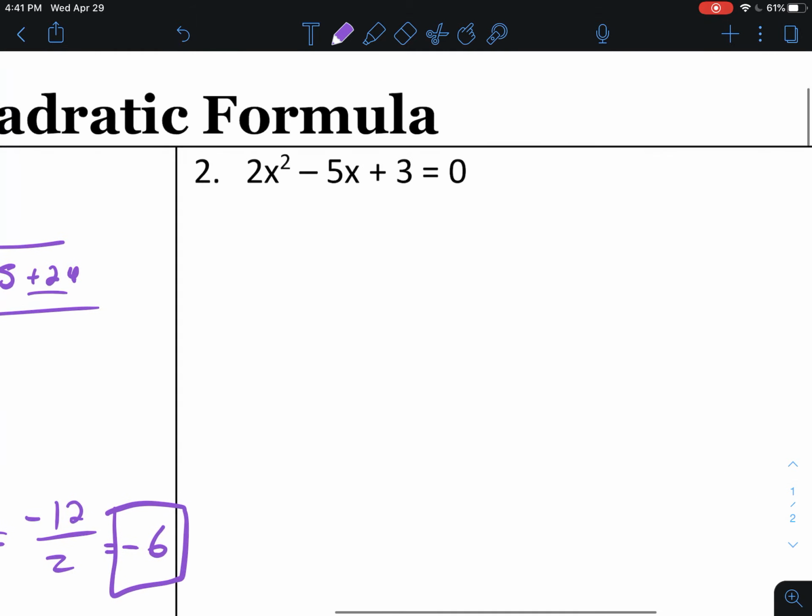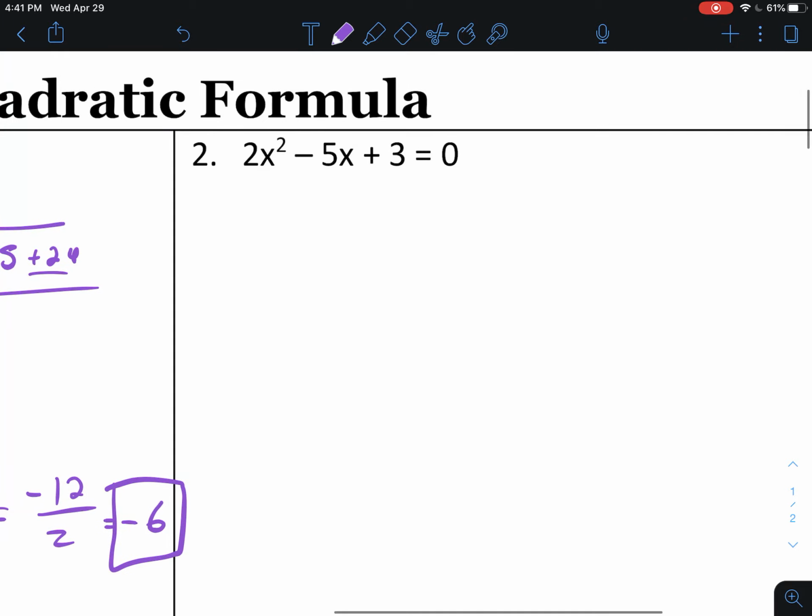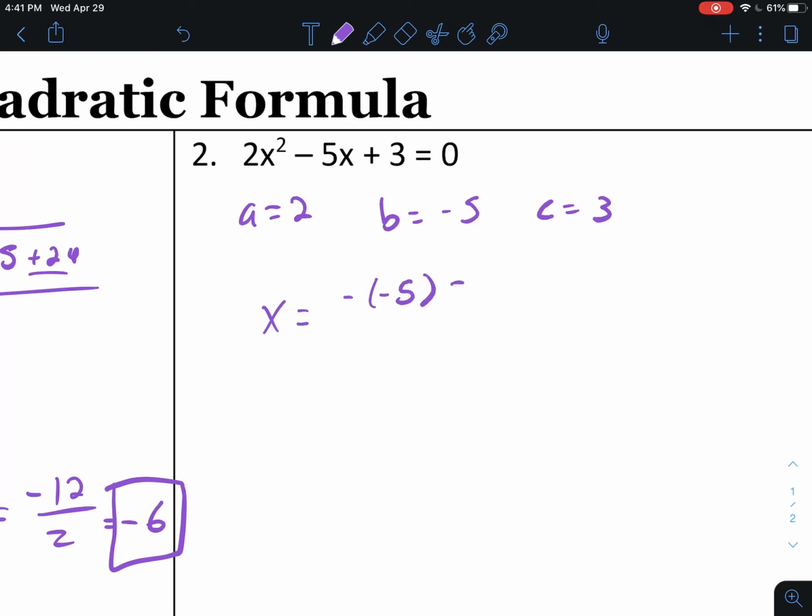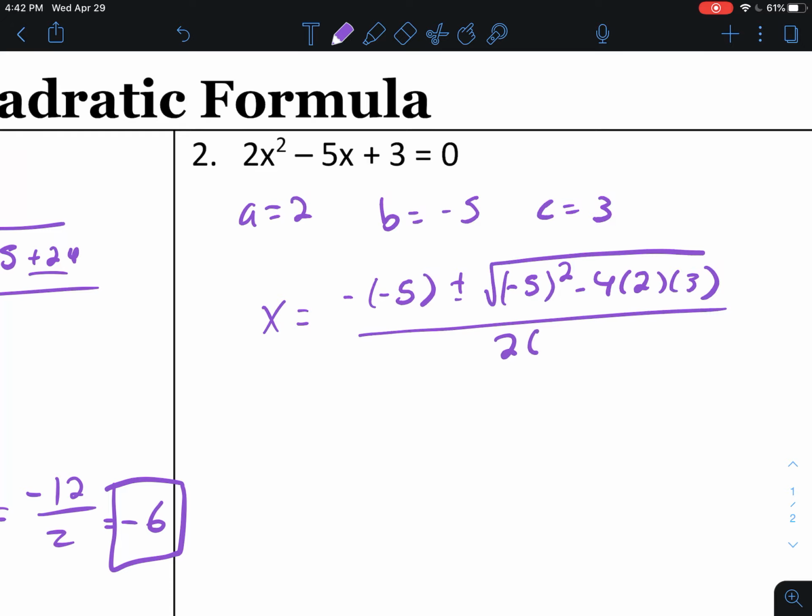Alright, so number 2, quadratic formula. In this one, it's already set equal to 0, so we're good. A is going to be 2, B is going to be negative 5, and C is going to be 3. Plug it into the formula. X is equal to the opposite of b, so negative negative 5, plus or minus the square root of negative 5 squared minus 4 times a times c, all divided by 2 times a.